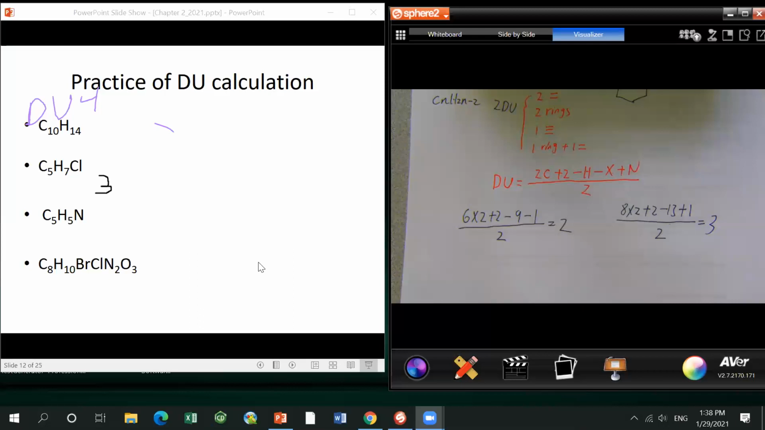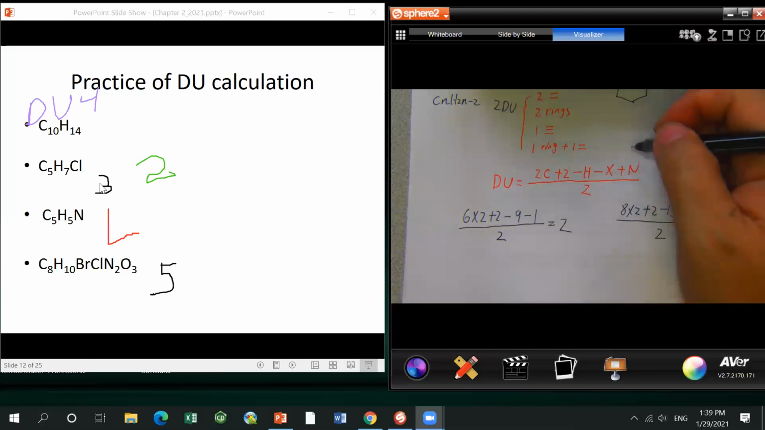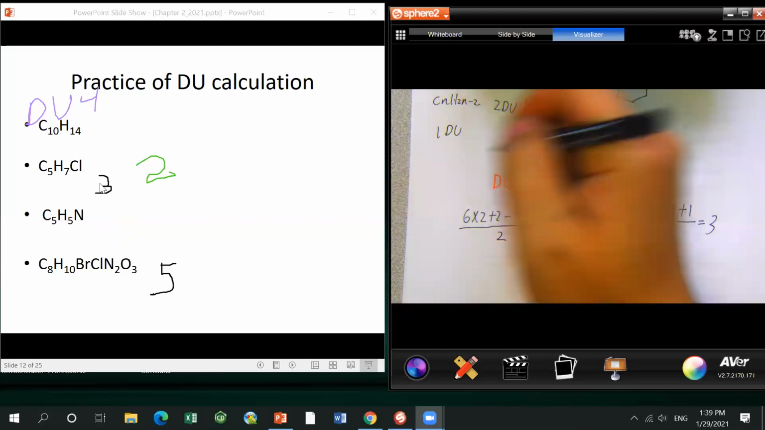Can anyone try the second one, C5H7Cl? Someone put three next to the second one, that's actually wrong. Can anyone come up with other numbers for the second one? If you don't want to write the answer on the screen, you can type in the chat window. So what's the degree of unsaturation for the second one? Yeah, that's right. DU tells you how many rings or double bonds there are. If you come up with one DU, that's 1 degree of unsaturation.